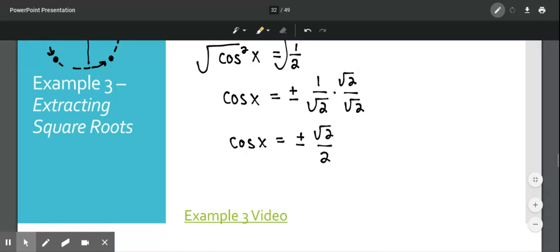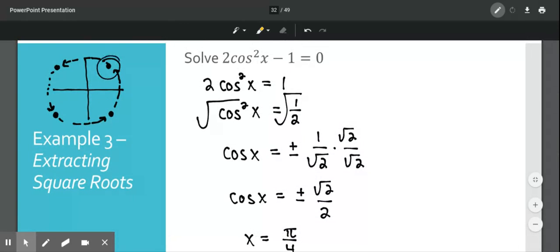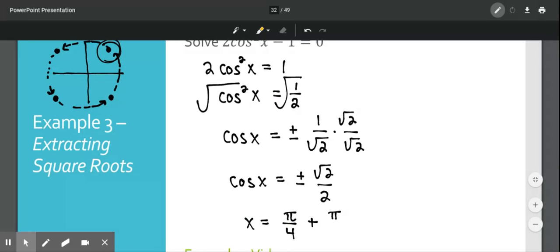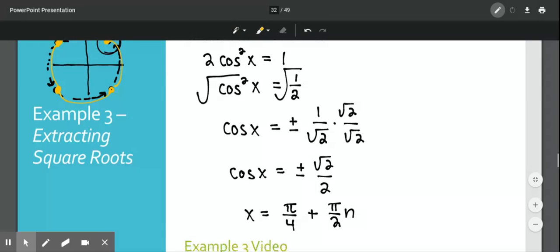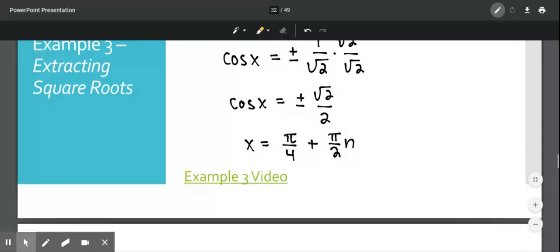So we can actually say that x equals pi over 4, right? That's that first spot right here. And to get to the next one, we would just have to add pi over 2 n. And every time you add pi over 2, right, if we start here, if we add pi over 2, we get here. And if we add another pi over 2, we get here and here and here. And it would just keep going around. And so that would hit all of those spots where our cosine would either equal positive root 2 over 2 or negative root 2 over 2.